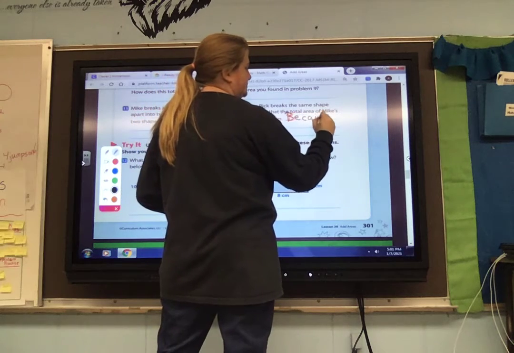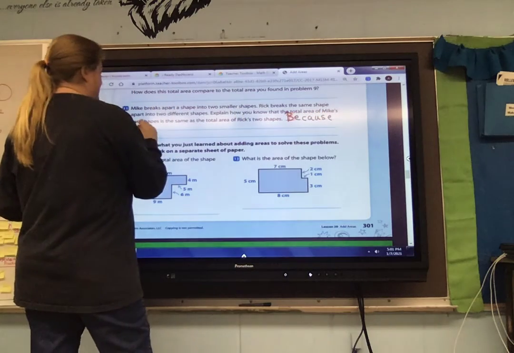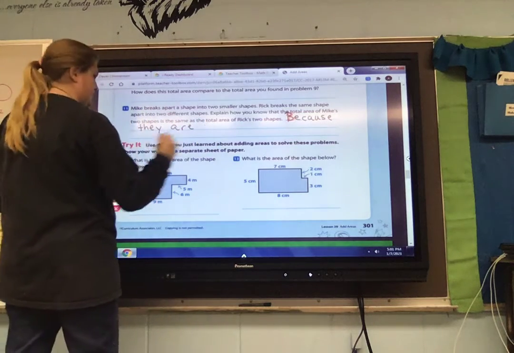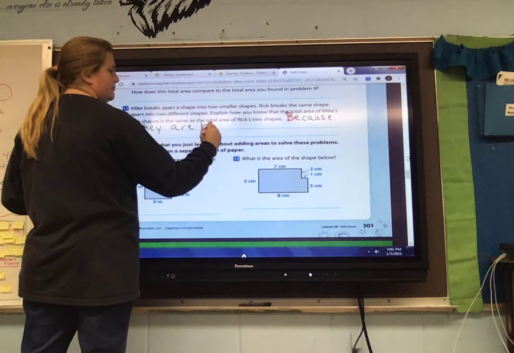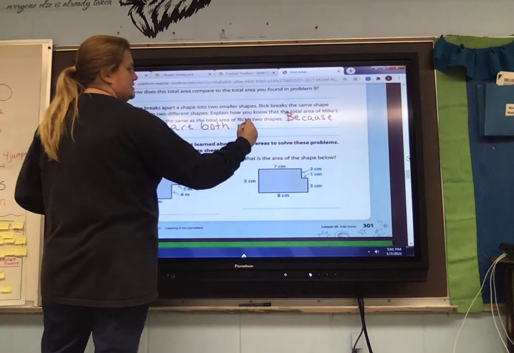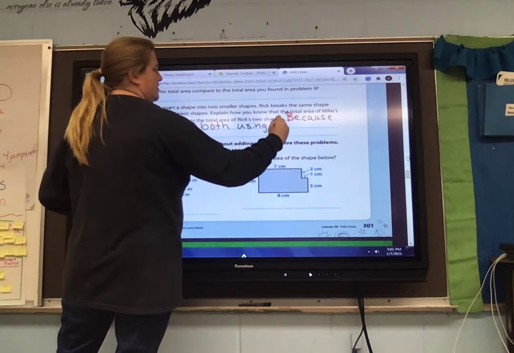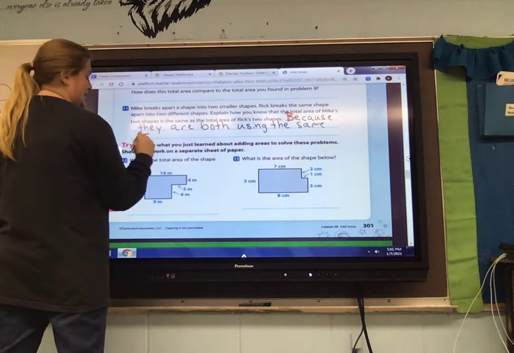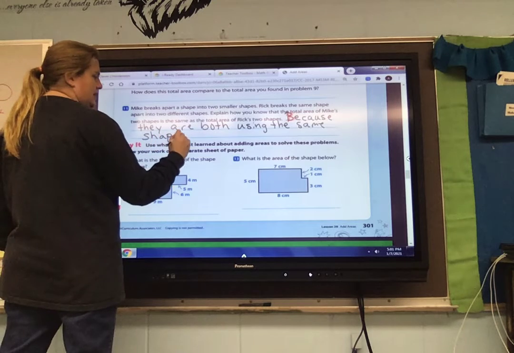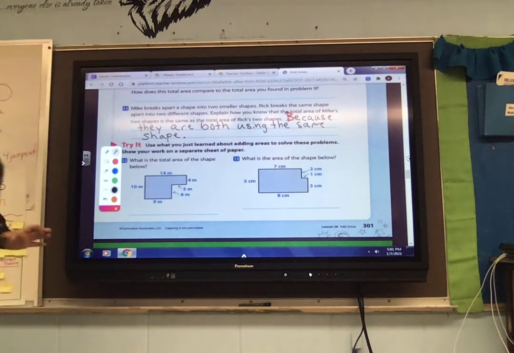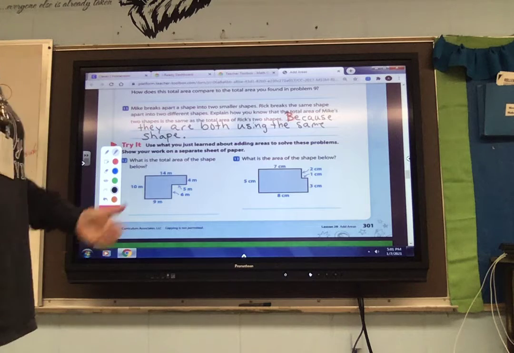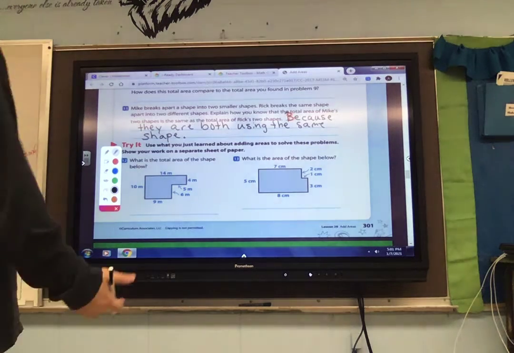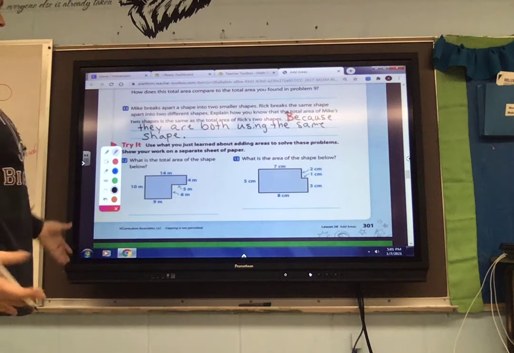Because they are both using the same shape. Again, third graders, just because you break it apart different than someone else, you can still both get the same area because it's the same shape.